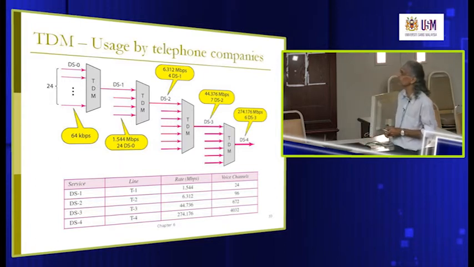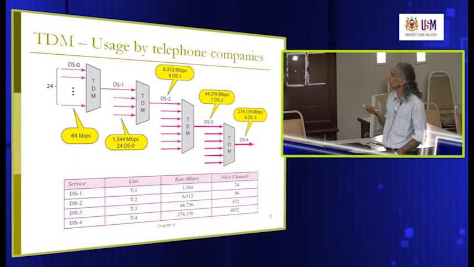So this basically shows you how the channels are combined. Each channel is basically 64 kilobits. Combine them, so 24 of them can be combined into one DS line and so on.